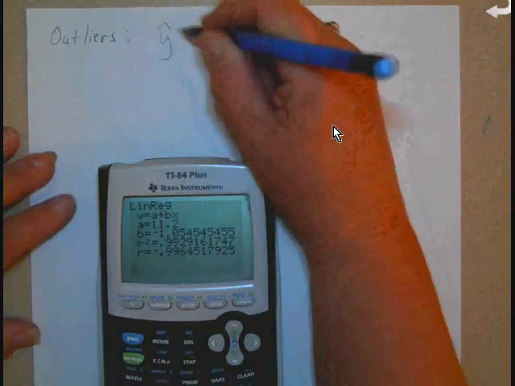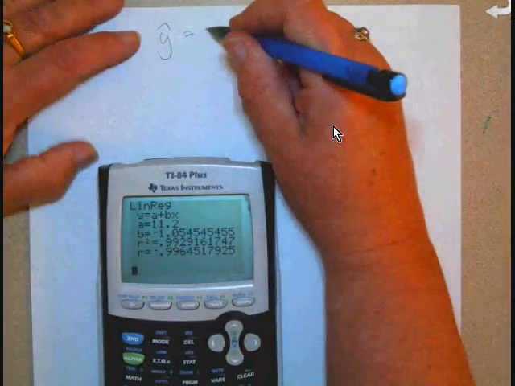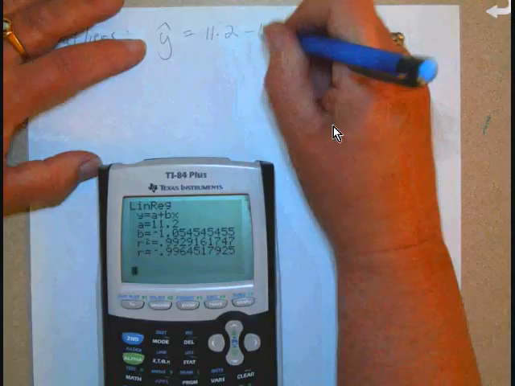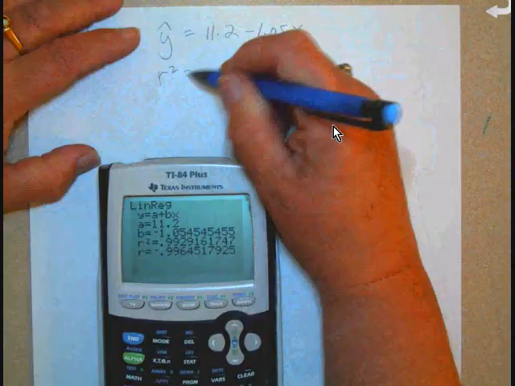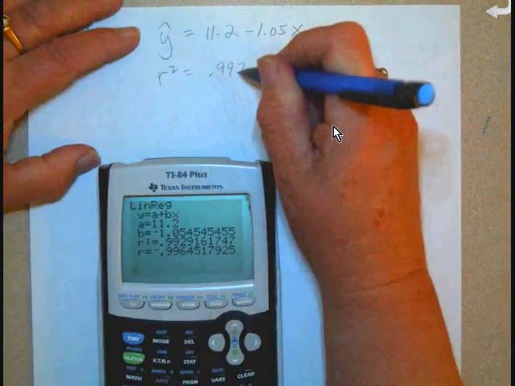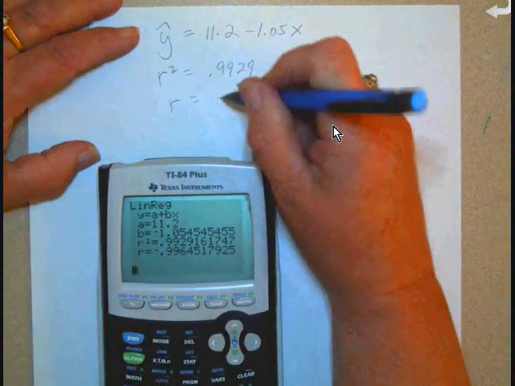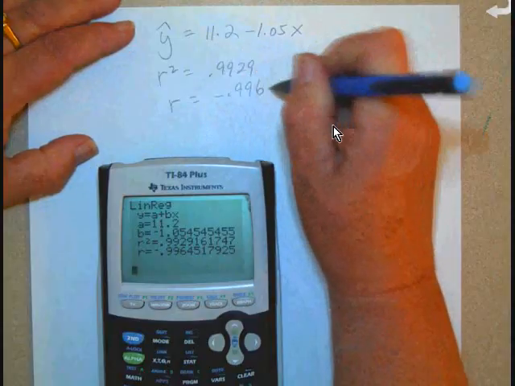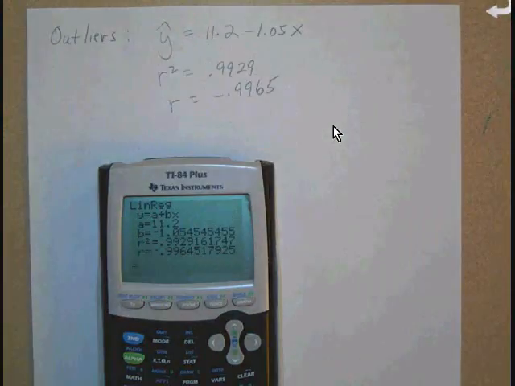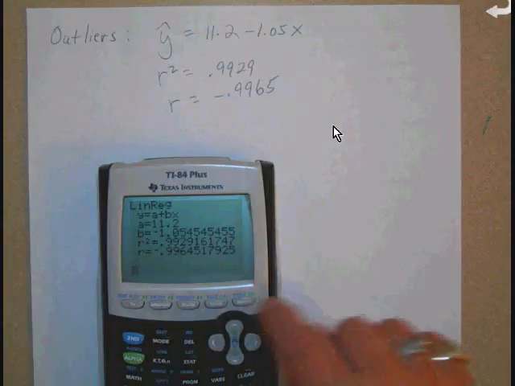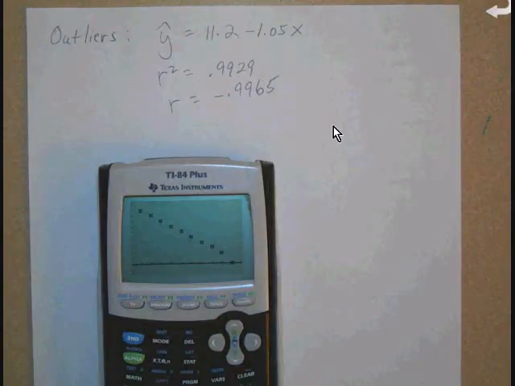So my regression equation is y hat equals 11.2 minus 1.05x with my r squared of 0.9929 and my r of negative 0.9965. Okay, so I have a little information here. Anybody know how I could take that graph on my calculator and superimpose the regression line right on top of it?